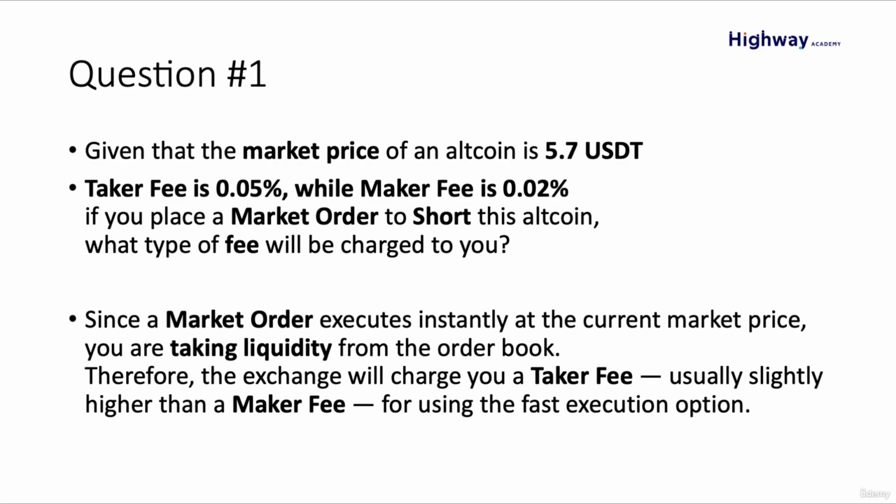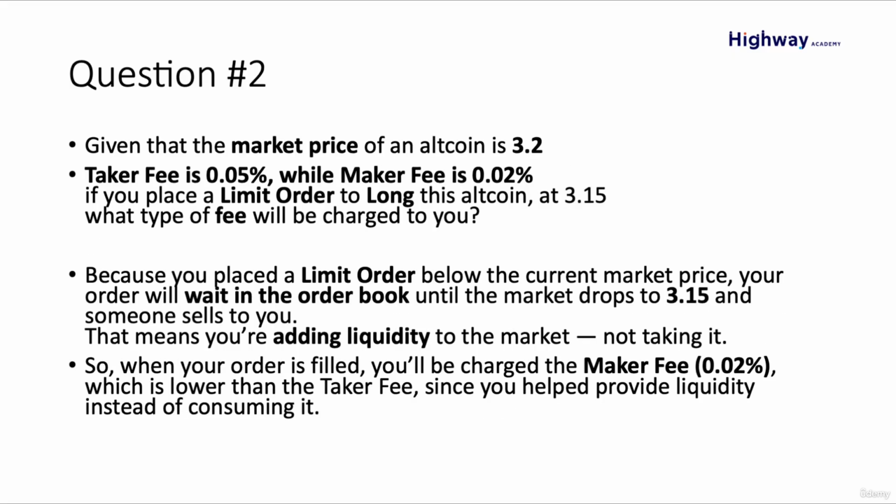Since a market order executes instantly at the current market price, you are taking liquidity from the order book. That means you're skipping the queue, just like buying a fast pass to get in right away. Therefore, the exchange will charge you a taker fee, which is usually slightly higher than the maker fee, because you're paying for speed and instant execution. Let's look at the second question.